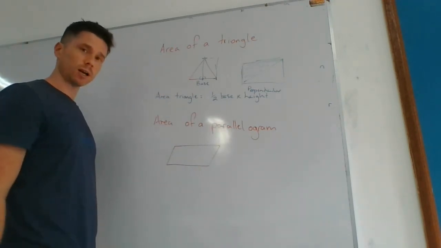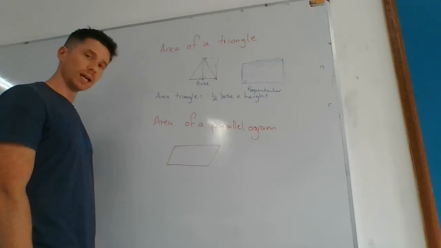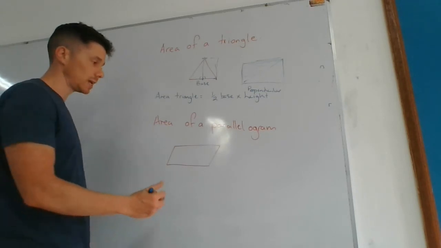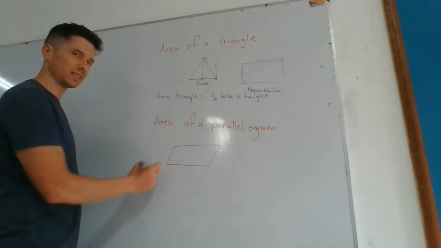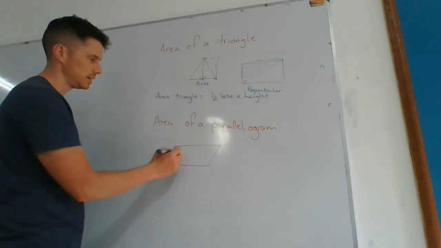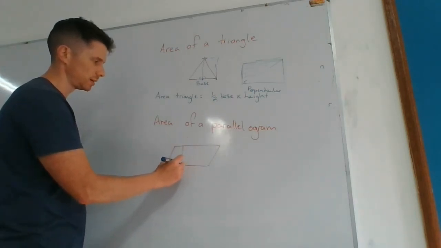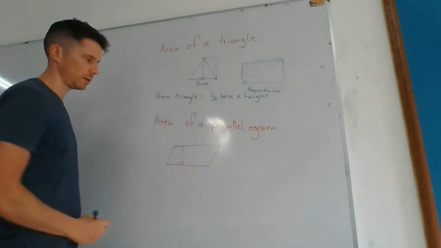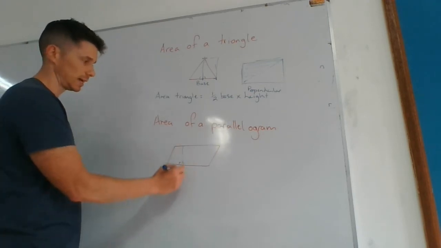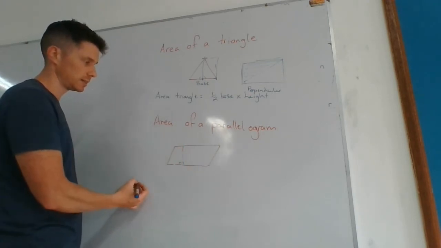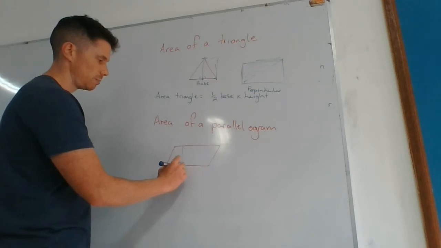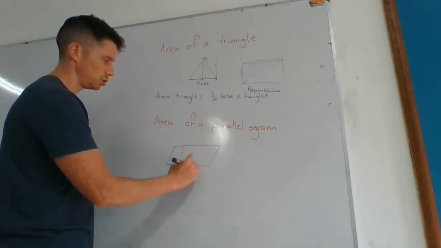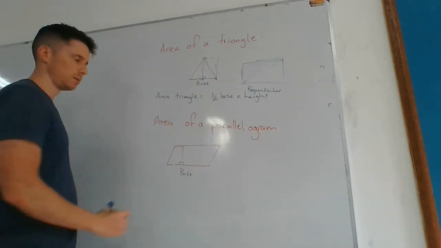The area of a parallelogram is linked. You've got to use that straight up height again. You can't use these slanted heights. You've got to get the perpendicular height, so this has to be at right angles. It doesn't matter how slanted it is. It is once again the base, this time just times that perpendicular height.